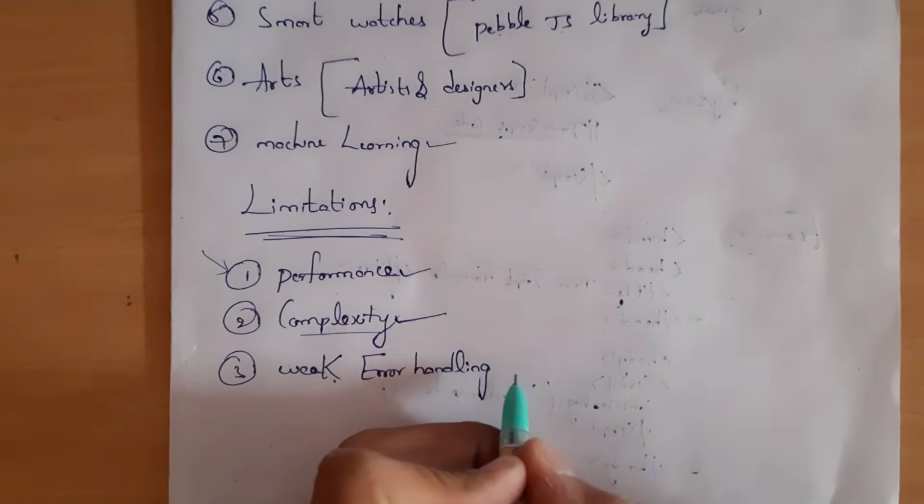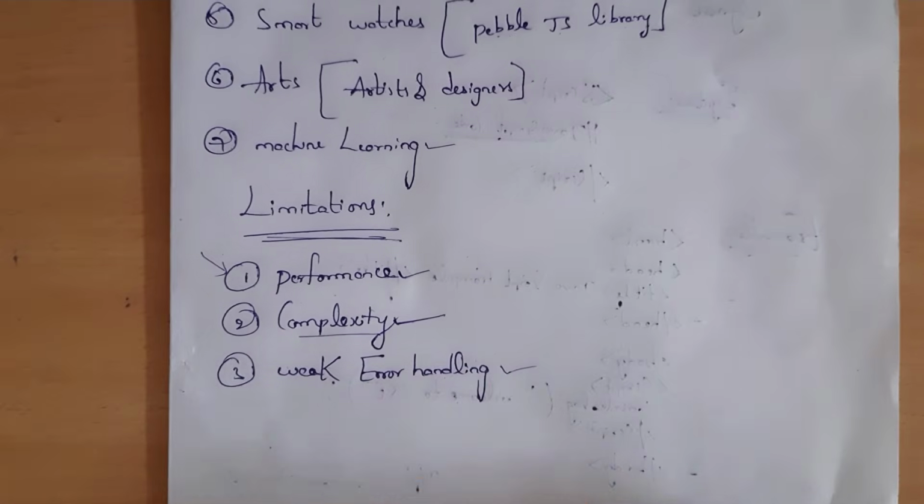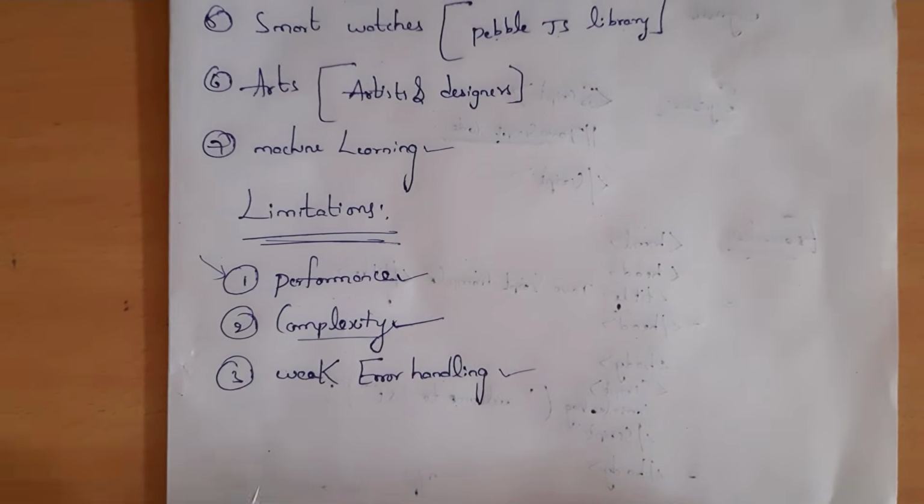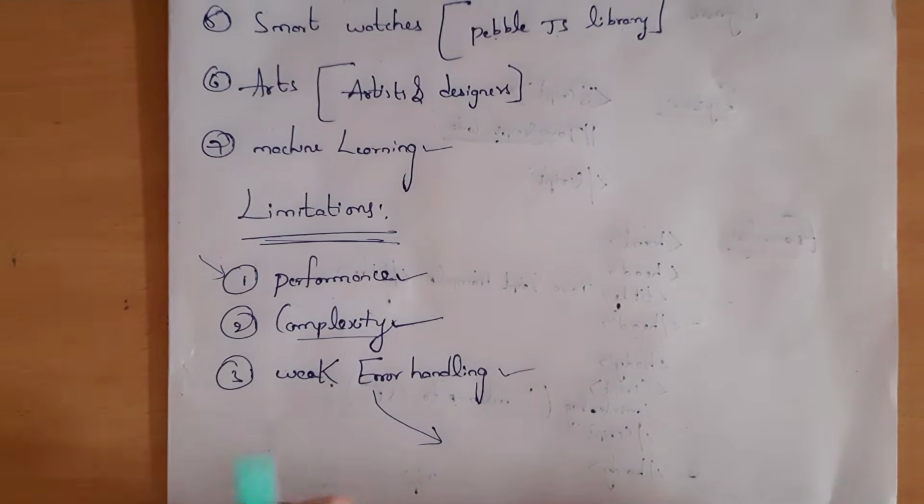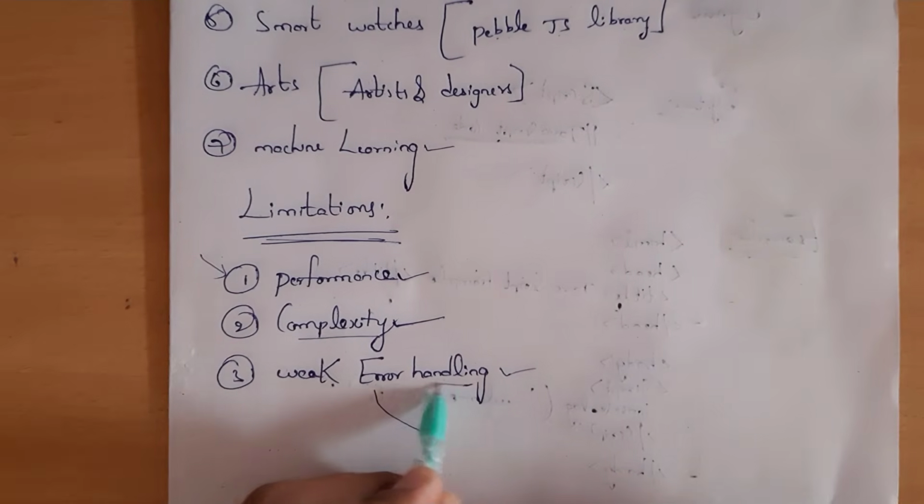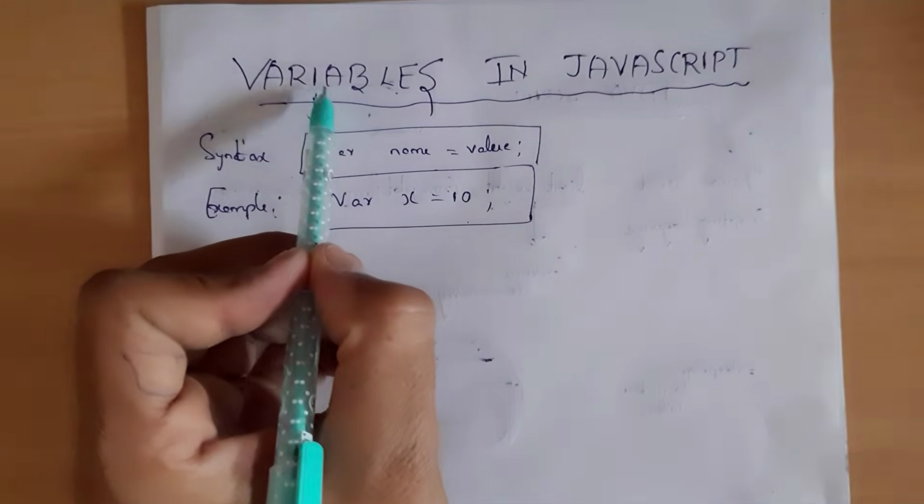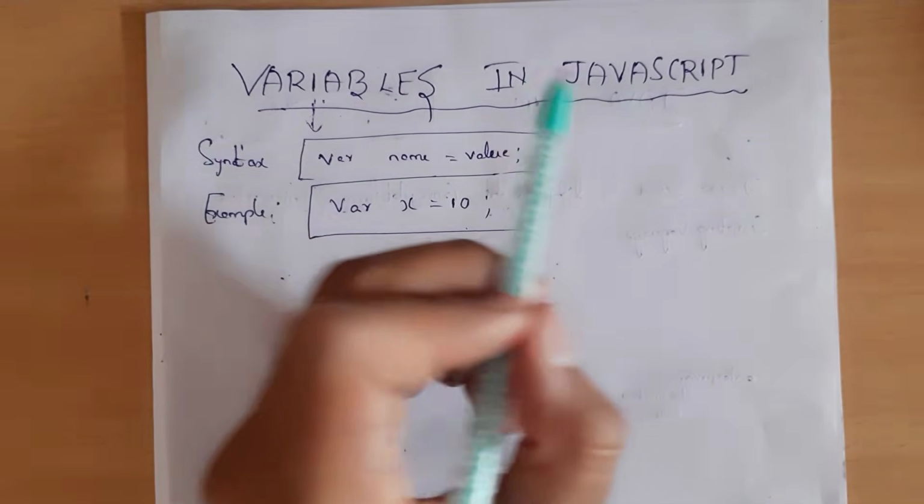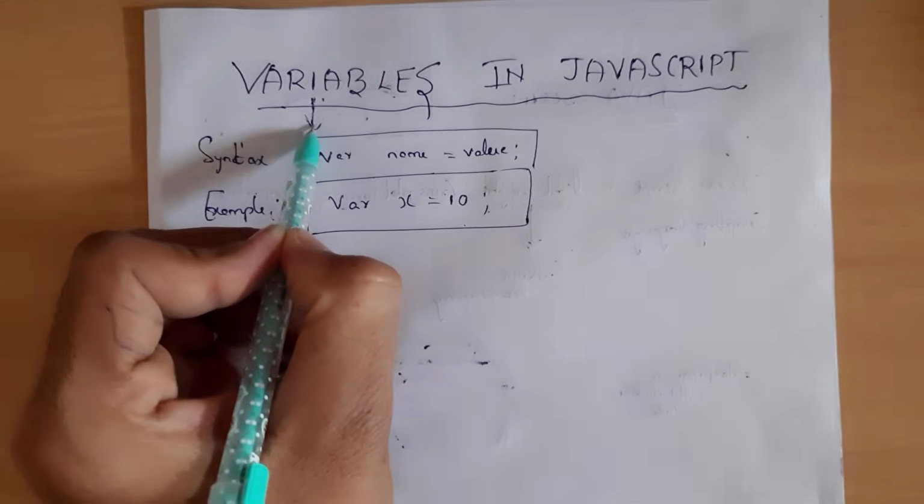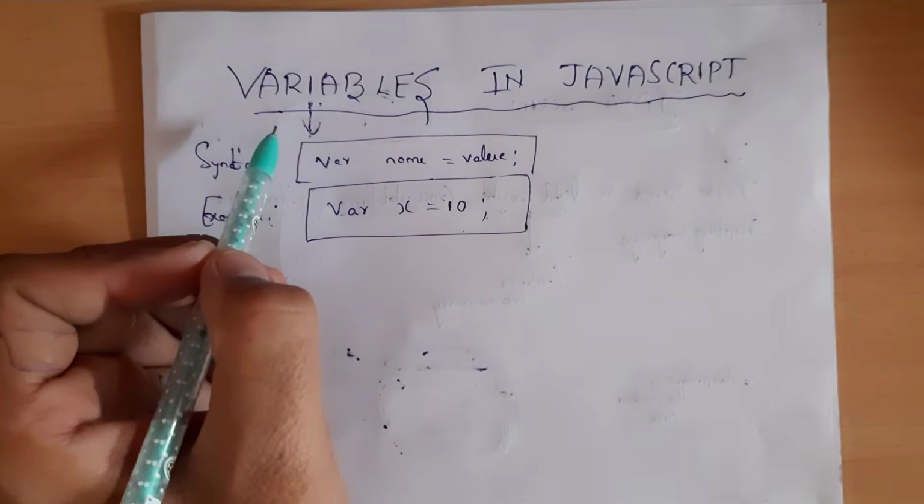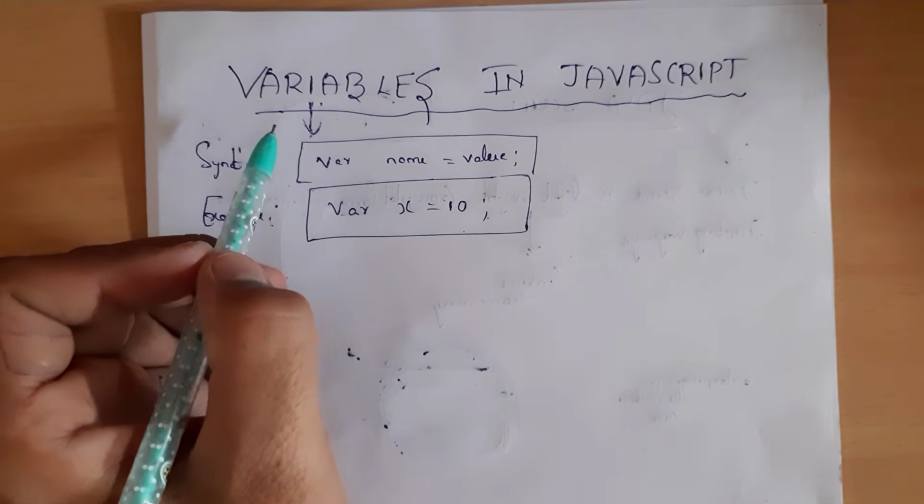And the last one is weak error handling. As I already said before, once you get any error in JavaScript, handling those errors is very difficult. These are the 3 disadvantages of JavaScript. Next topic is variables in JavaScript. The use of variables is to store values. In order to store a particular value, we use variables.